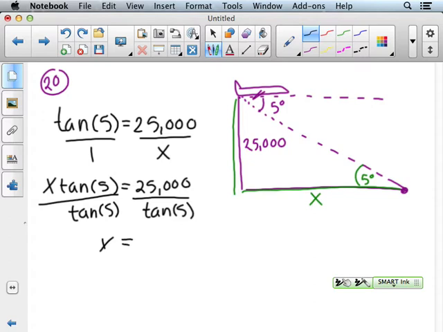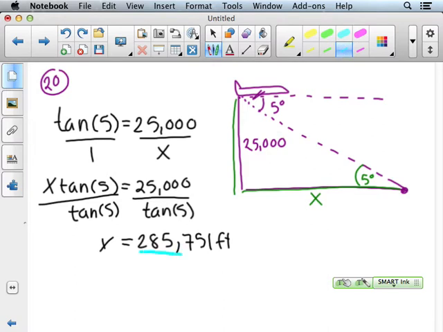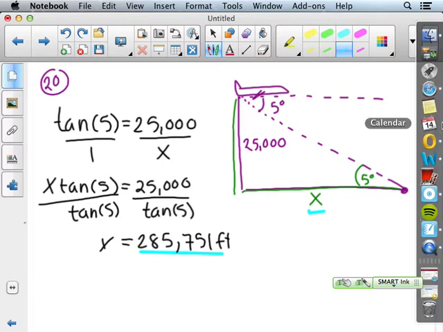equals, is it 285,751 feet. So that is this here. Now it says he continues for how many more feet? 16 more miles. Wait, are these feet or miles? Oh, that's the problem. I made a mistake on the answer key. So that's how many feet this is, but how many feet are in a mile? I don't know. Let's look it up.